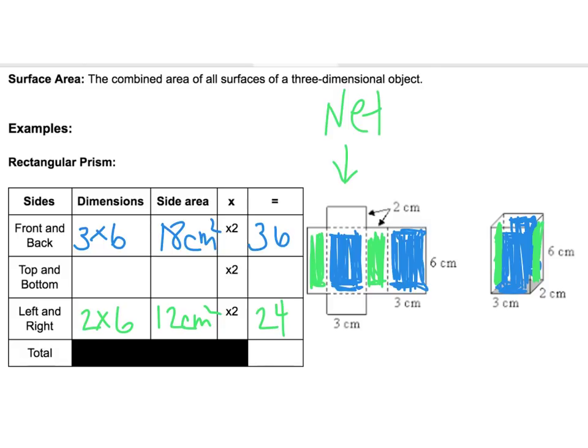Alright, and last, the top and bottom. Top here is 3 by 2, and the bottom is also 3 by 2. That makes 6 square centimeters. When we double that, that's 12. So when we add everything together, the front and back, the top and bottom, and the left and right, then we will have 72 square centimeters.